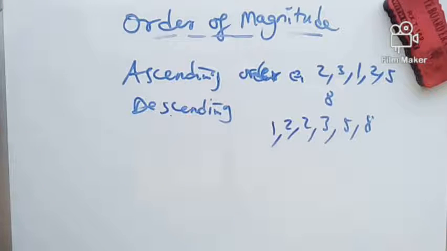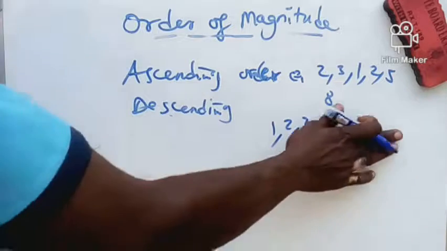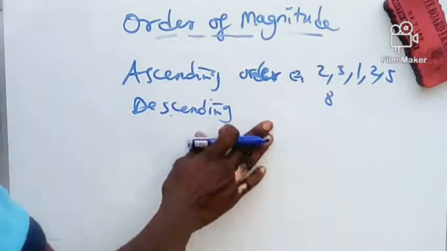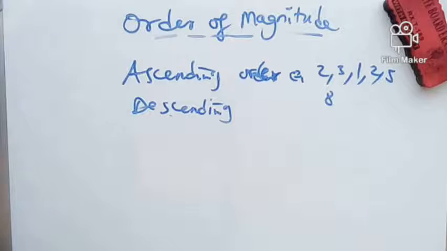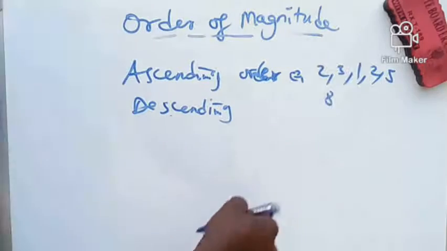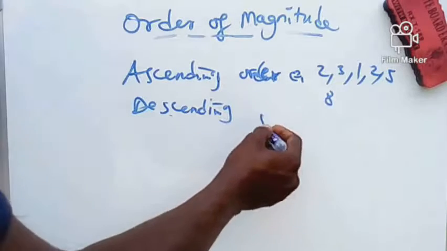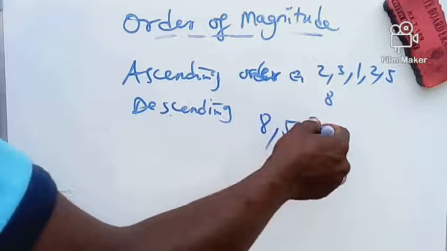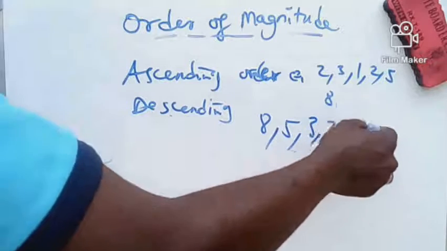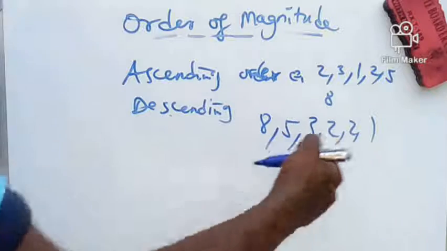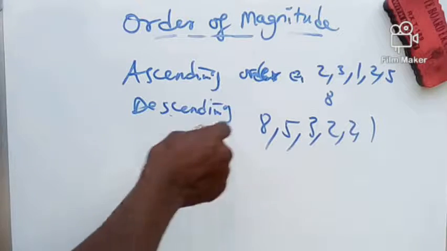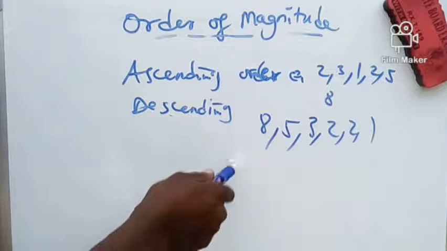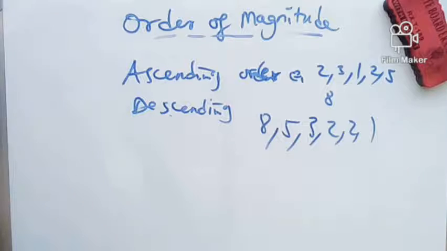Now, what about descending order? The opposite is called descending order, whereby numbers are arranged from the highest number to the lowest number. Example, from this same arrangement, we can start with what? 8, followed by what? 5, followed by what? 3, followed by 2, followed by 2, and what? 1. This is called arrangement in descending order. That is from the highest number to the lowest number.